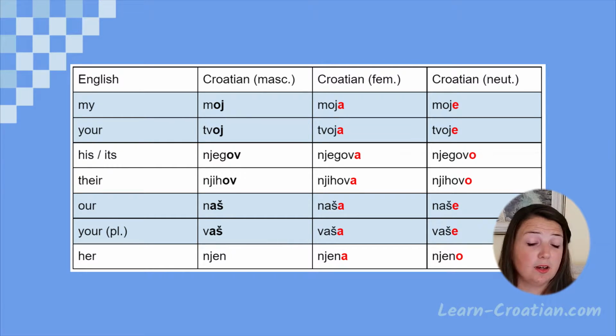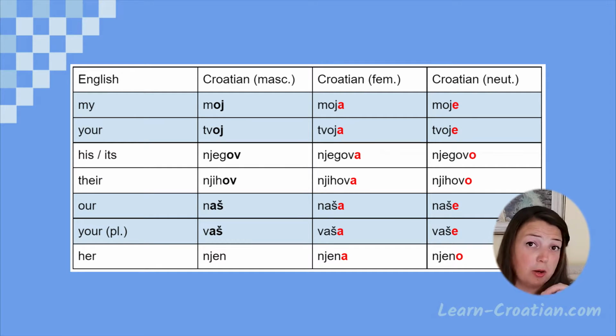Another one that is very similar is the third person singular and the third person plural, right? His and its and their. Again, it's a different root of the word, but the endings for the genders are the same. And we are going to study these together in the next video.